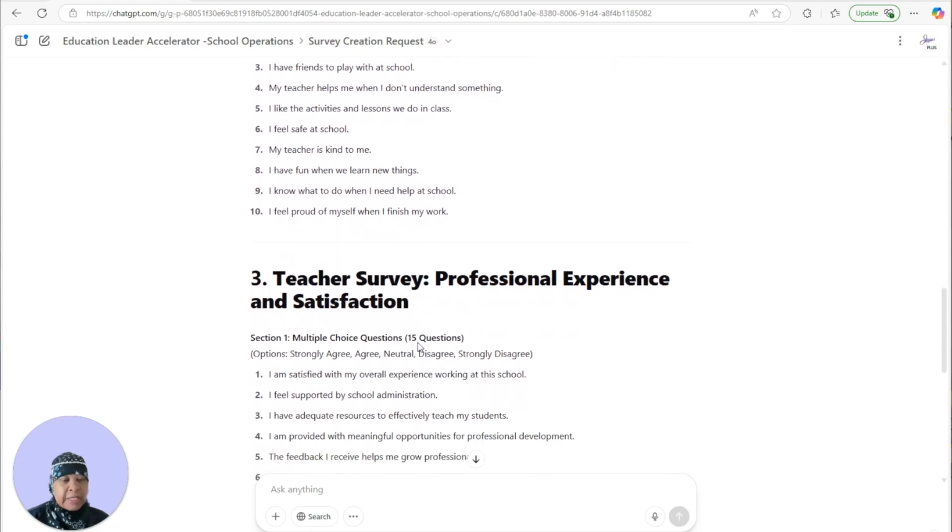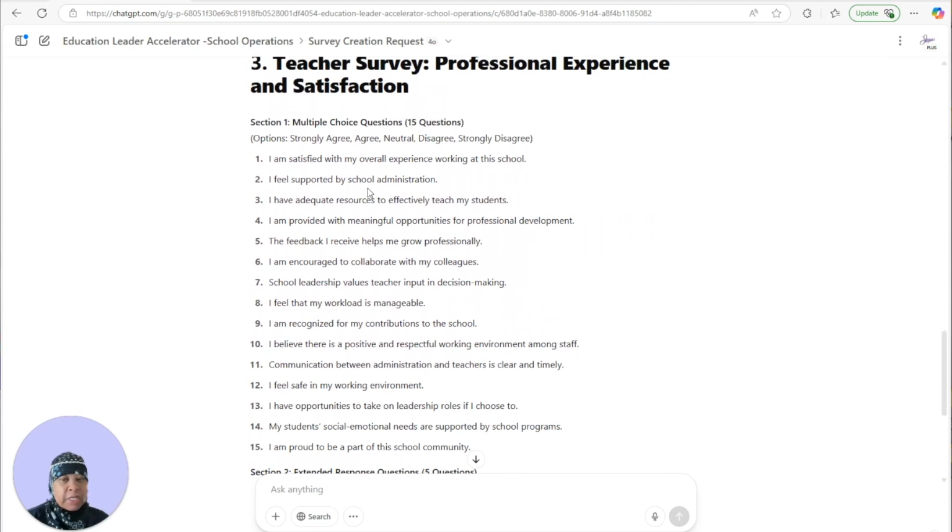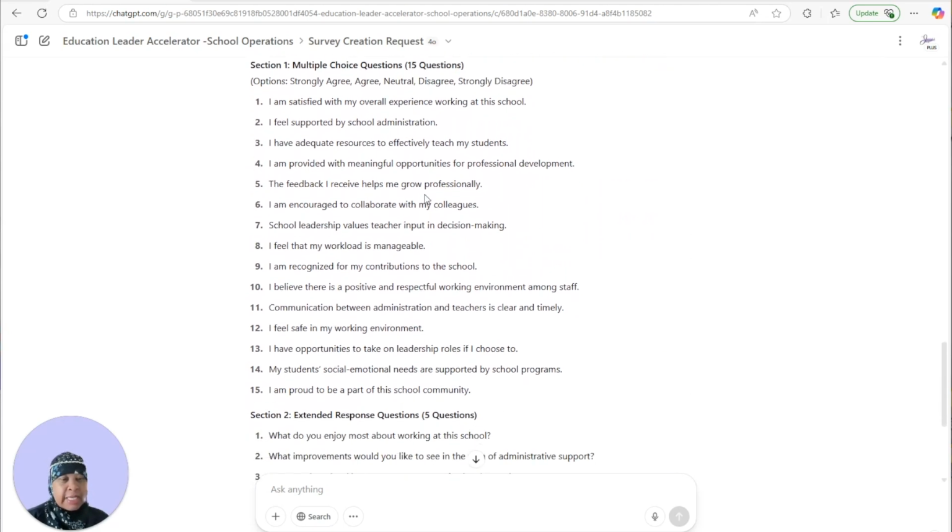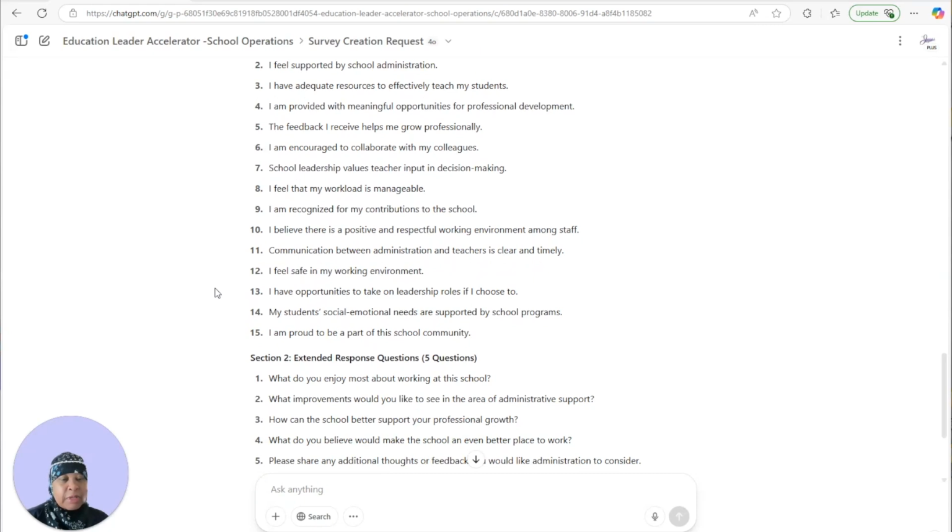And the teacher survey, same thing here. They would have to strongly agree, neutral, disagree. And this is about their satisfaction with the experience at school. They feel supported, adequate resources. They're provided with opportunities for professional development. They're receiving feedback that helps them grow. They're encouraged to collaborate with their colleagues. They feel like the workload is manageable. They feel like they're recognized for their contributions to the school. They believe there's a positive and respectful working environment among staff. Communication between administration and teachers is clear and timely. They feel safe in their working environment. All of these are very important.